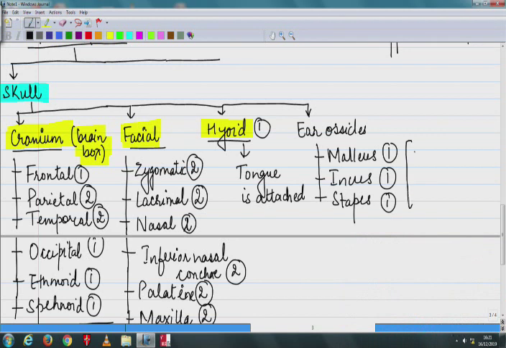You can learn this using MIS. But yes, MIS is without double S, with a single S. So you have 2 ears, that means 3 multiplied by 2, giving you a total of 6 ear ossicles. So you have 8 cranium, 14 facial, 1 hyoid, and 6 ear ossicles, giving you a total of how many bones? Yes? How many bones do we have in total?